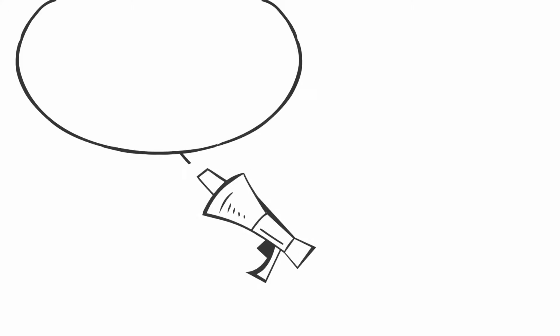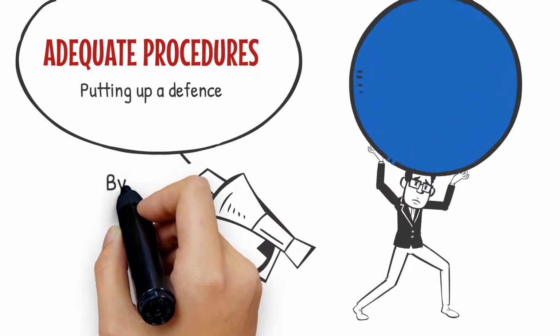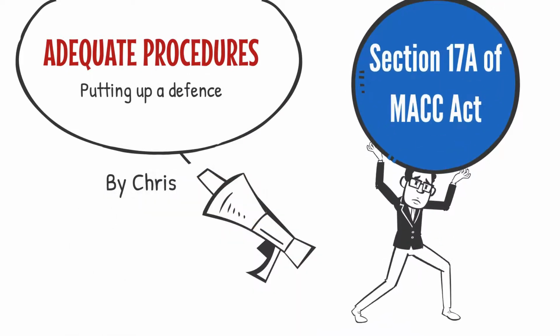Hi, we've looked at the risks of Section 17A and also its defense by demonstrating adequate procedures. But what is this adequate procedures? Here's a shortcut to explain to you. And now to look at what adequate procedures mean in relation to Section 17A.